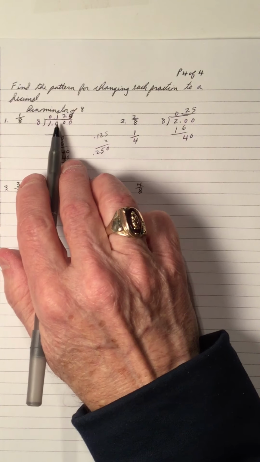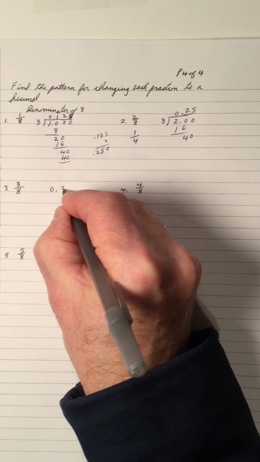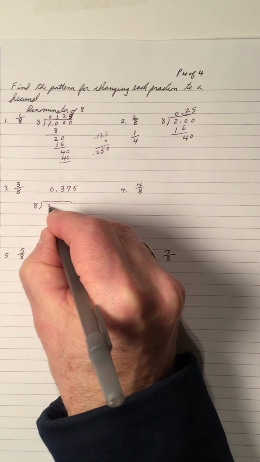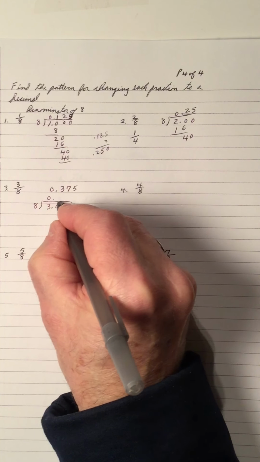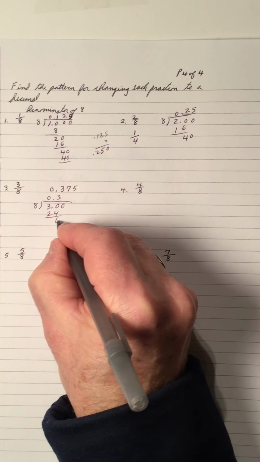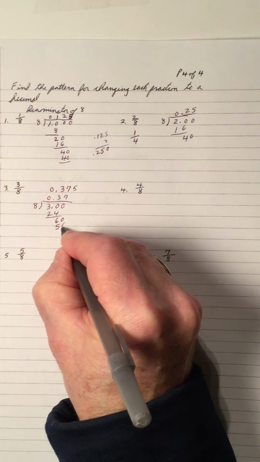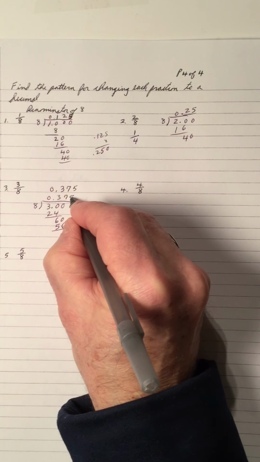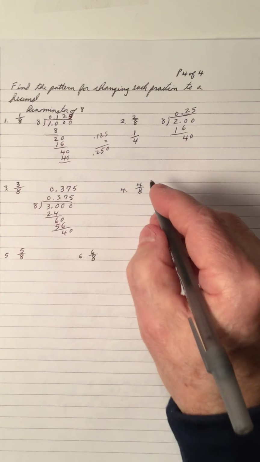3/8 is 3 times 0.125, so that means it's going to be 0.375. Let's just check and see. 8 into 3, can't go. 8 into 30 goes 3 times, 3 eights are 24. Subtract, 30 subtract 24 is a 6. 8 into 60 is 7, 7 eights are 56. Subtract, and I get a 4. Bring down another 0. 8 into 40 goes 5. So notice 3/8 is decimal 0.375.